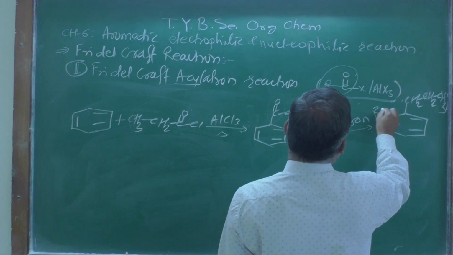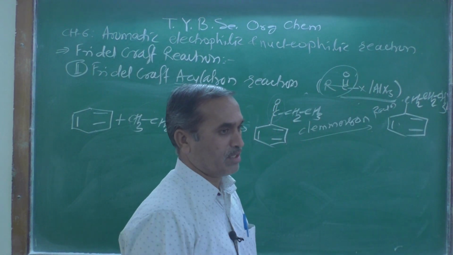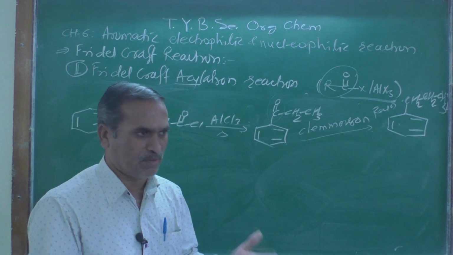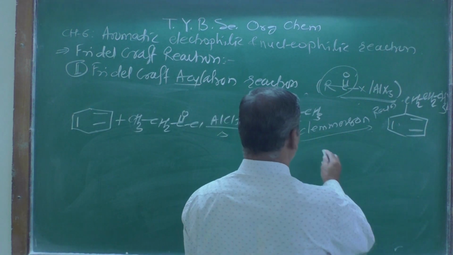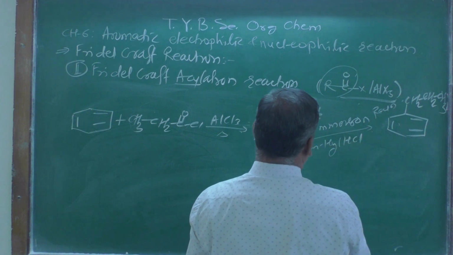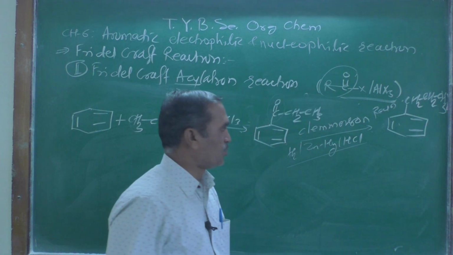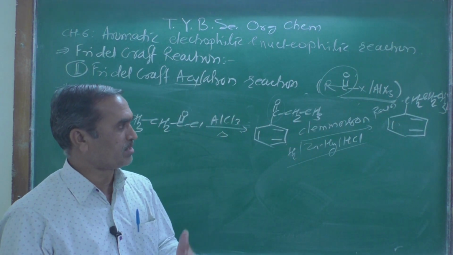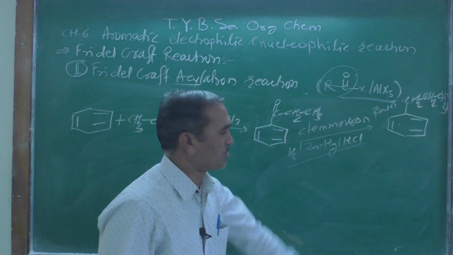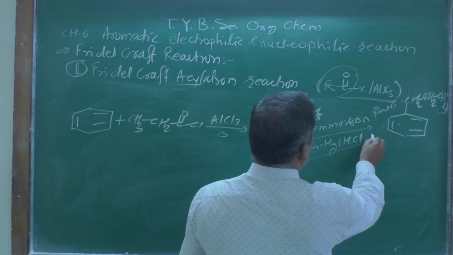Clemmensen reduction, as we know. And what is the reagent used in the Clemmensen reduction? I think H2 in the presence of zinc amalgam, ZnHg, in the presence of HCl. This is the reagent used, zinc amalgam in the presence of HCl, in a Clemmensen reduction. What will it do? This is used in an acidic medium.